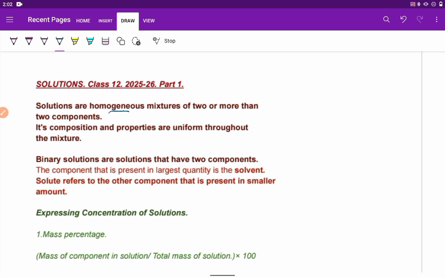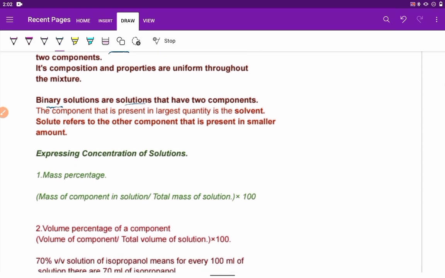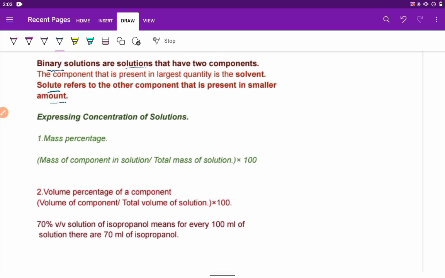There is a type of solution called binary solution. They are the solutions that have two components. The component that is present in largest quantity is the solvent. Solute refers to the other component that is present in smaller amount. So the quantity which is having higher amount is the solvent and the component present in smaller amount is the solute. Now we can have different types of solutions like gaseous solutions, liquid solutions and solid solutions.